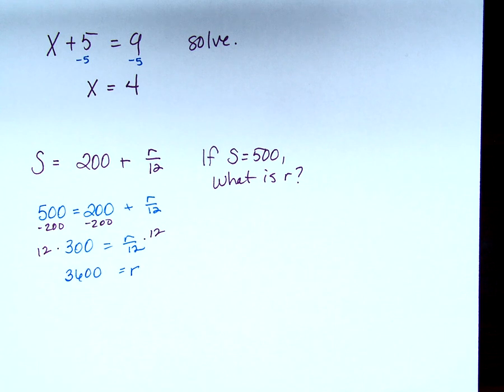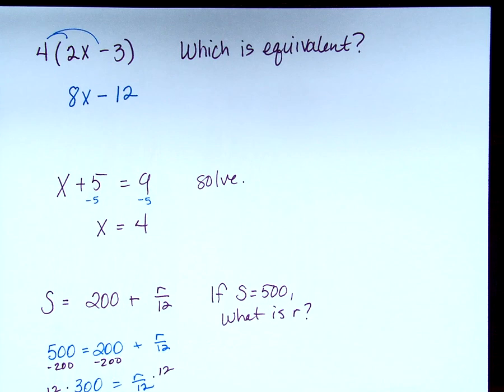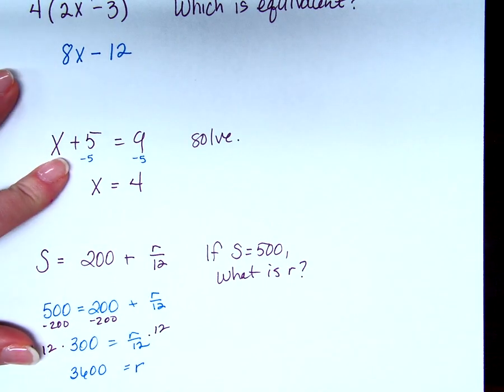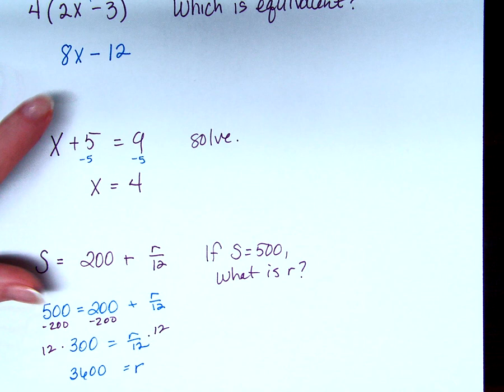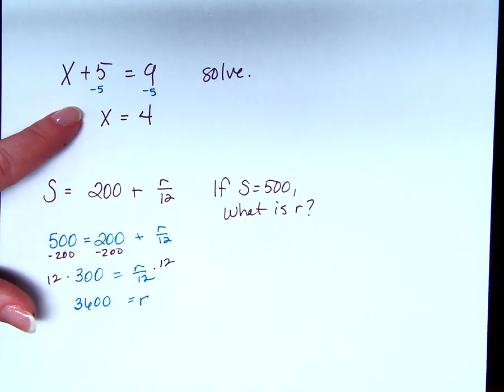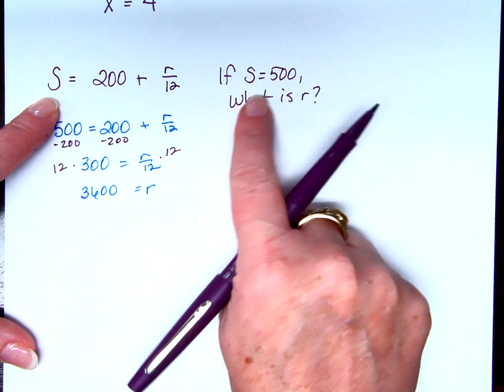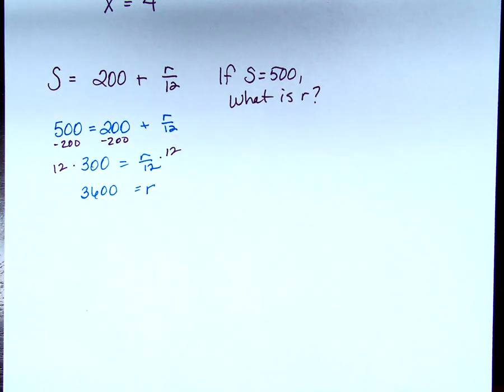Any questions about that? So of the 3 examples that I've given you so far, can you see how these are all linear in nature? This is a linear expression. This is solving a linear equation. And this is another solving a linear equation, but you had to substitute the 500 in first, yes?